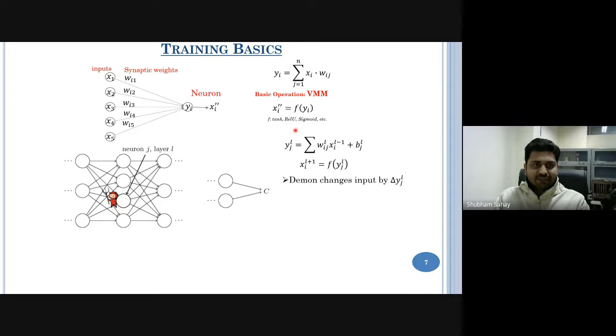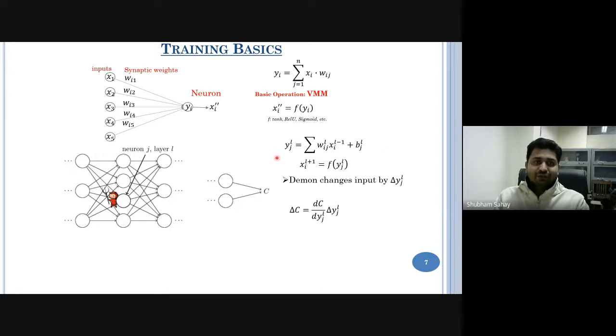So this vector by matrix multiplication, this daemon just tunes it by del yj. Now let us see what is the change in the cost. The change in the cost can simply be given by the gradient of the cost with respect to del y times the change in del y introduced by the daemon, right? Now this gradient of the cost with respect to this vector by matrix multiplication is a very important parameter and it's known as the error of the neuron.